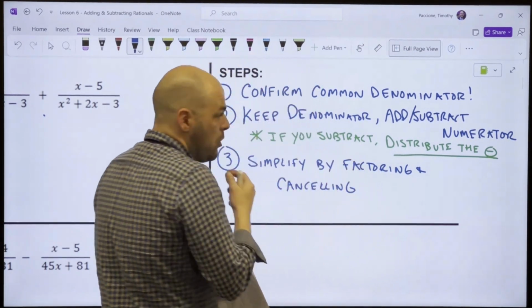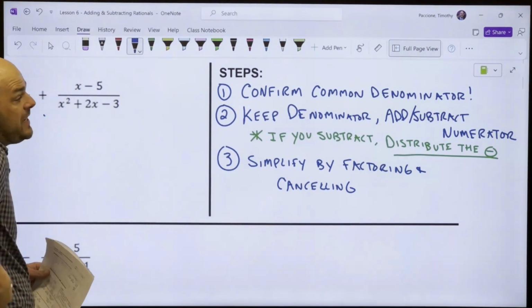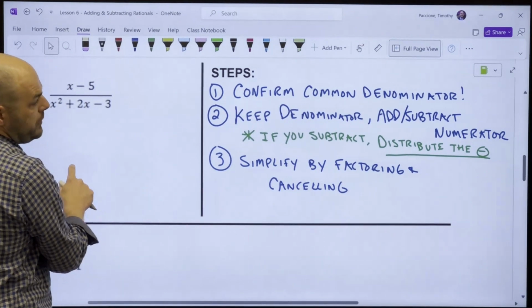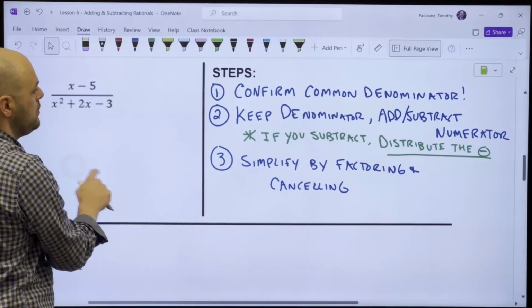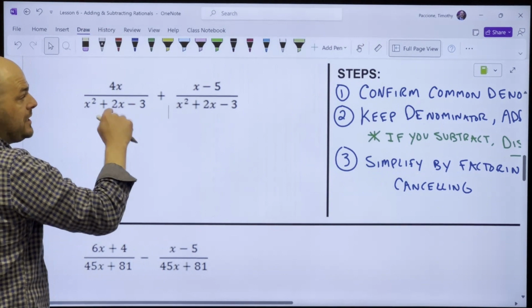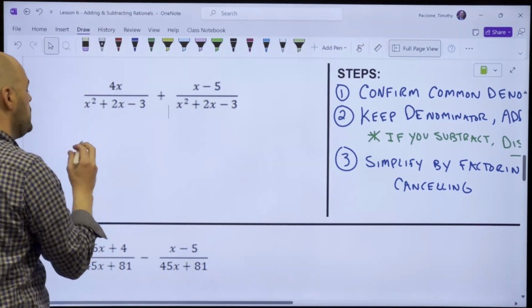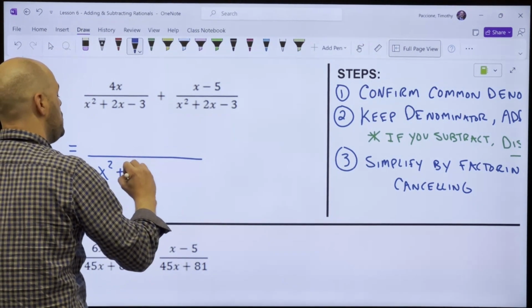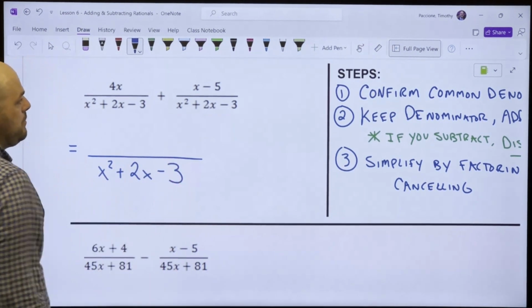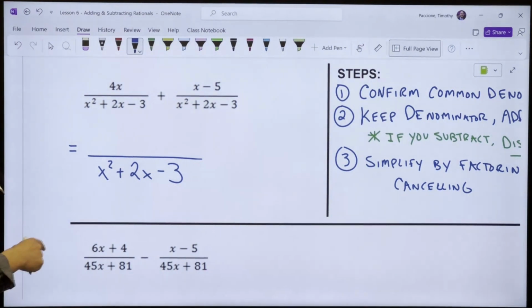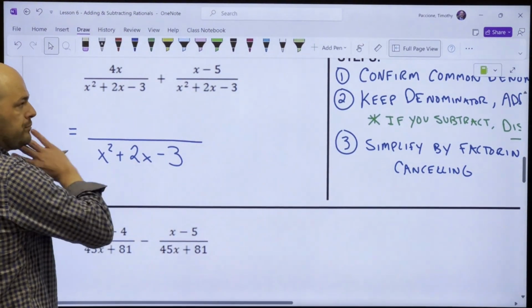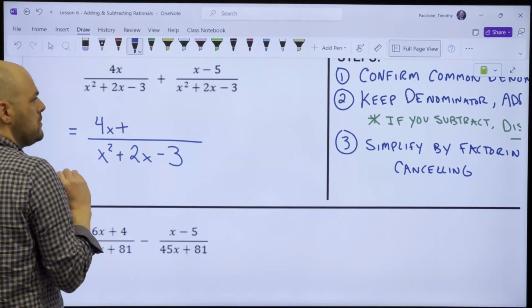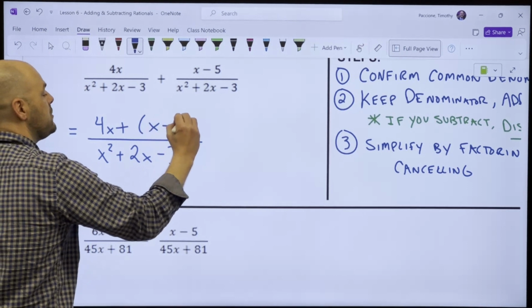Okay? So we'll go through another addition example, then I'll show you what I mean with subtraction. Okay? So, everybody got those? Okay. All right, so confirm common denominator. Yes. So I keep it, right? So I just write x squared plus 2x minus 3 on the bottom. Okay? On the top, what am I going to do? Just add across, right? So 4x plus, and then x minus 5.